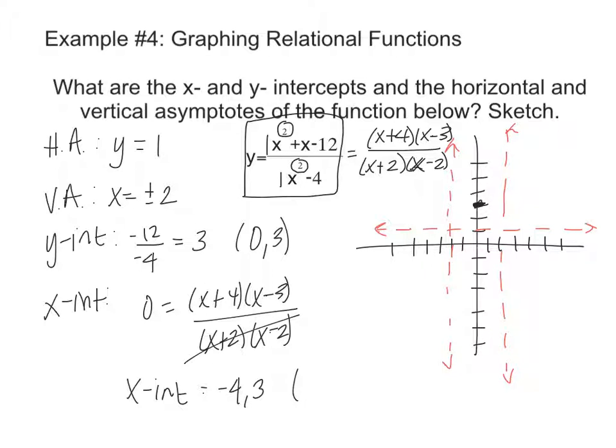As ordered pairs, that would be -4, 0, and 3, 0. So -4, 1, 2, 3, 4, there's one of them. And the other one is 3, 0. So 1, 2, 3. And there's another one.